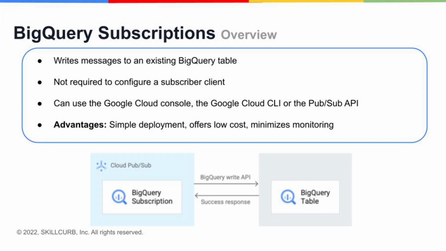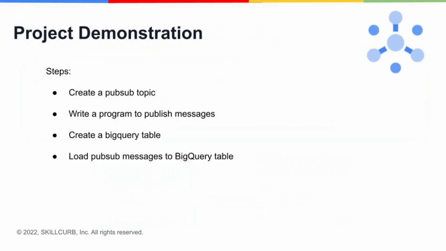Simple deployment, with which you can set up a BigQuery subscription through a single workflow using the console, CLI, or API. It offers low costs and removes the additional costs and latency of similar PubSub pipelines that include data flow jobs. It also minimizes monitoring because they are part of the multi-tenant PubSub service and do not require you to run separate monitoring jobs. Now we'll start working with the Google Cloud PubSub client libraries and BigQuery subscription.